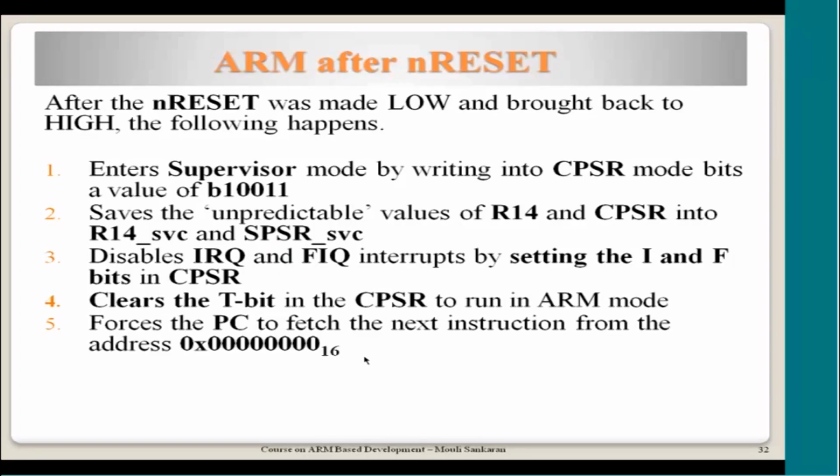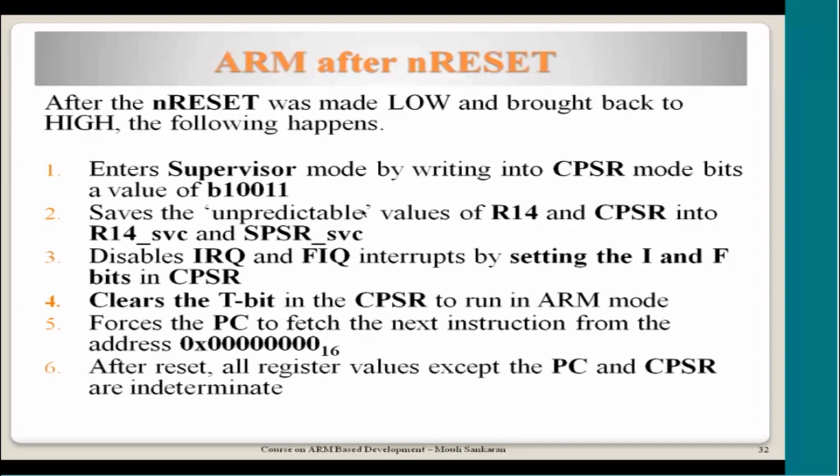Okay, so this is the reset behavior. It gets into supervisor mode and then comes back to normal ARM mode and starts executing from address 0. But it saves the PC value and CPSR into these special registers, which are banked registers in the supervisor mode. So this is the purpose of supervisor mode, and it is also used for operating system routines. If an OS is running on your system, your user applications will be running in user mode and OS code will be running in supervisor mode. So after reset, all the register values except PC and CPSR are indeterminate.